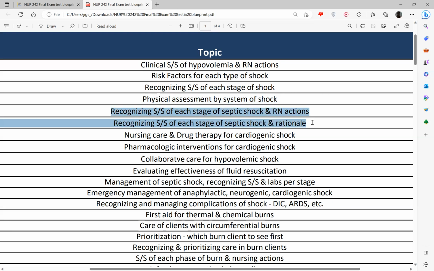So that's for each stage and the rationale. So we're discussing now the rationale for the manifestations. Cardiogenic shock, the example I'll be using on the exam is the classic MI. So this will cover also acute coronary syndromes at the bottom of the blueprint.